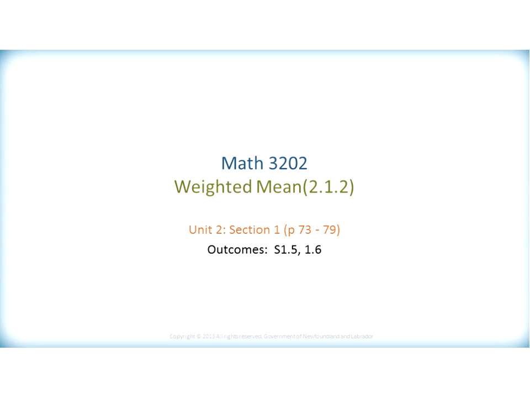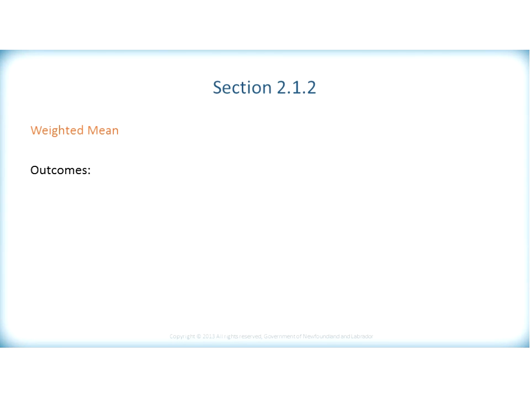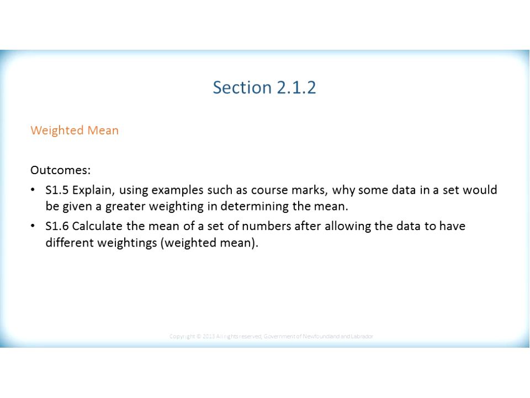In this lesson, we're going to look at a different way of calculating the mean, and this is called the weighted mean. So we're going to determine weighted means. And the outcomes we're going to cover today include explain using examples such as course marks, which is a very common example, why some data in a set would be given a greater weighting in determining the mean. And then calculate the mean of a set of numbers after allowing the data to have different weightings, or in other words, calculating the weighted mean.